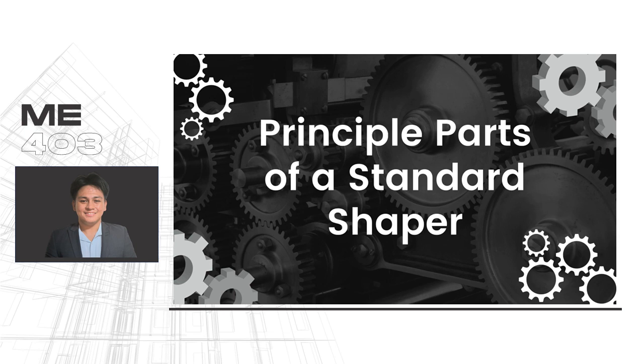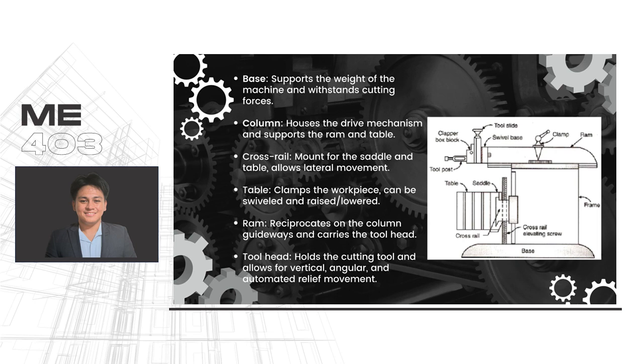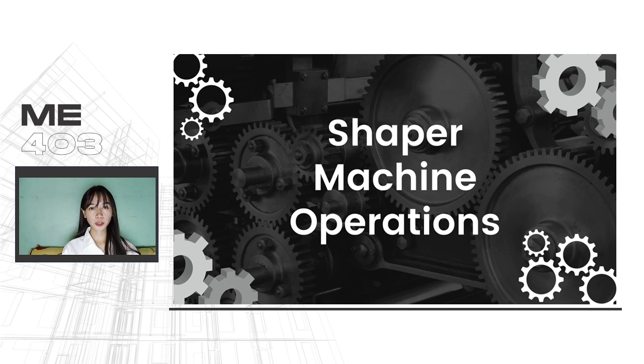Before operating a shaper, an operator must be fully knowledgeable of its parts. Listed are the parts of a shaper. The base supports the weight of the machine and absorbs the cutting forces. The column contains the drive mechanism and supports the ram and table. The cross rail holds the saddle and table for lateral movement. The table holds the workpiece. This can be rotated and changed levels. The ram carries the tool head, while the tool head holds the cutting tool and allows relief movement in any direction.